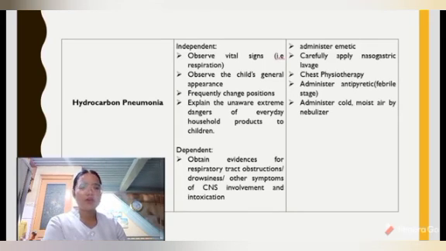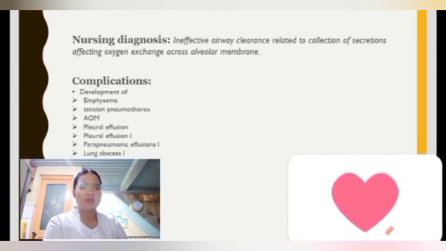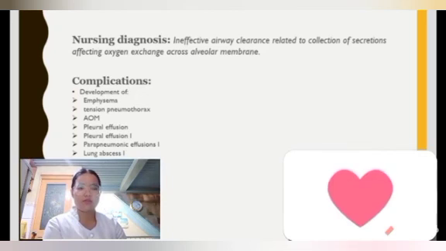For the laboratory or medication interventions, we have the administration of emetics, and then the application of nasogastric lavage, chest physiotherapy, administration of antipyretics when it comes to the febrile stage of the client, and also the administration of cold, moist air through a nebulizer. So the nursing diagnosis is ineffective airway clearance related to collection of secretions affecting oxygen exchange across alveolar membranes.